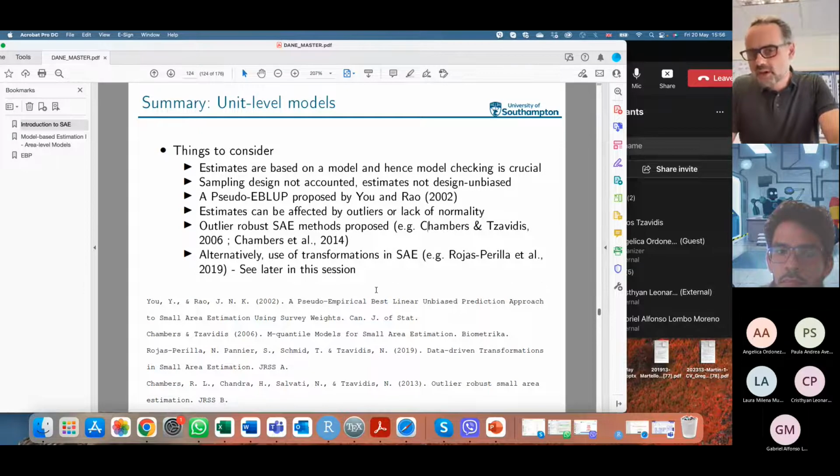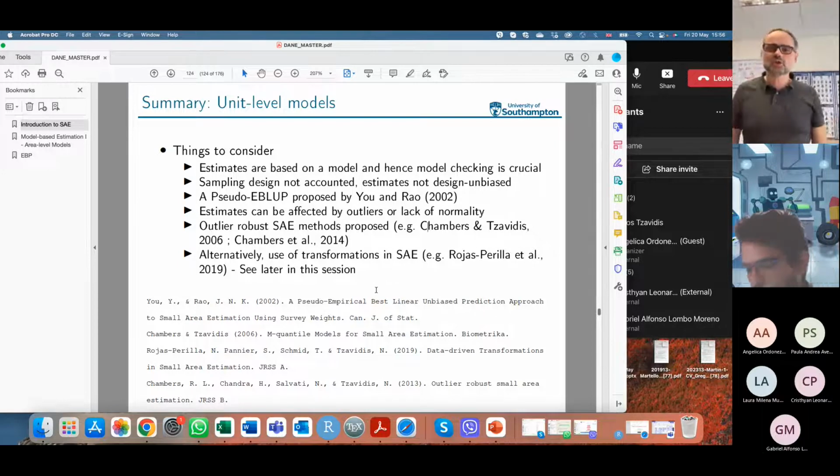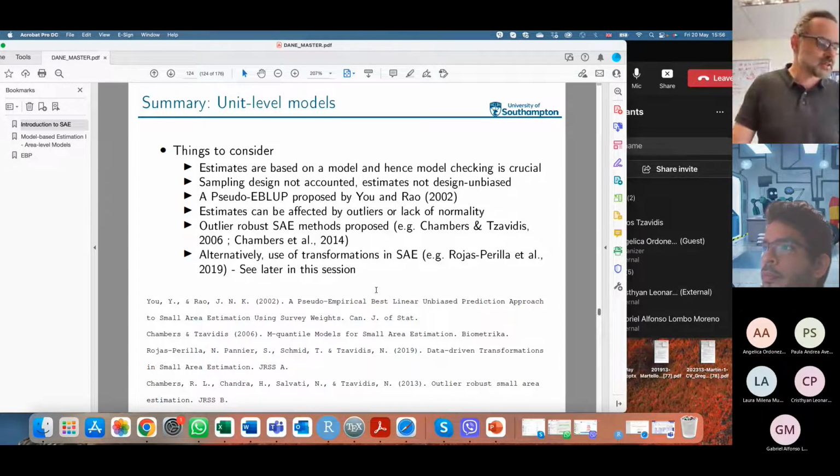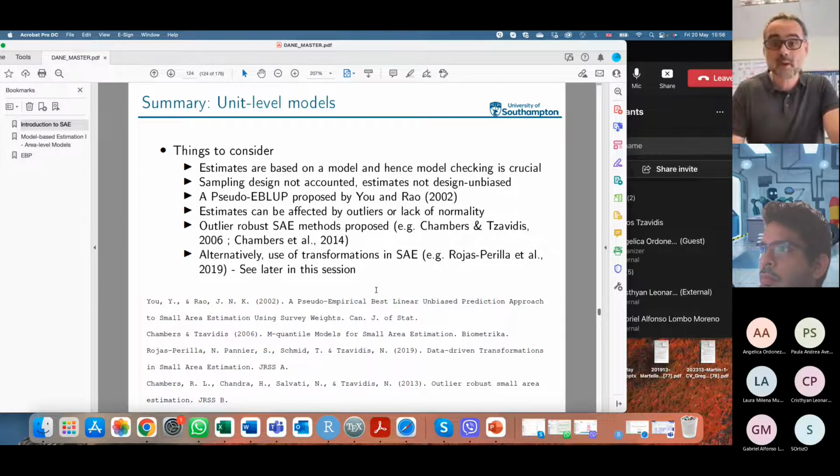There is literature about outlier robust small area methods, but for the purpose of what you're trying to do at the moment, I think that the use of transformations, as we will see later on in the poverty mapping methods, will be a good way of doing things, and at least testing the methods with transformations and seeing what difference they make.